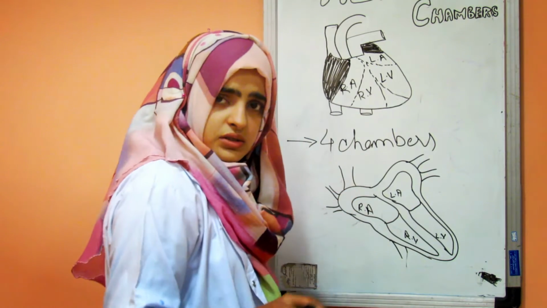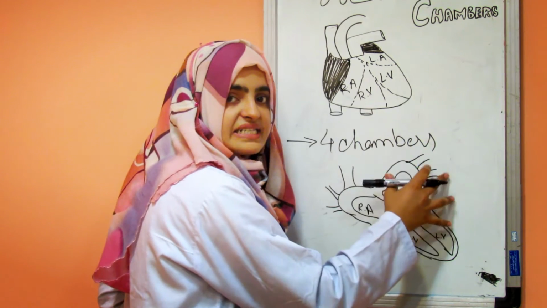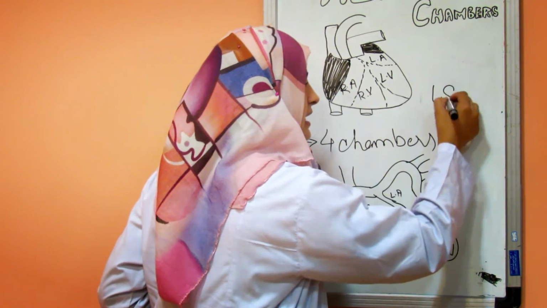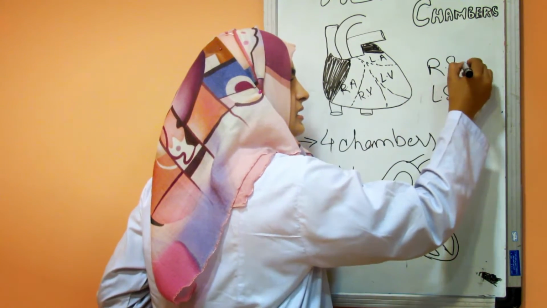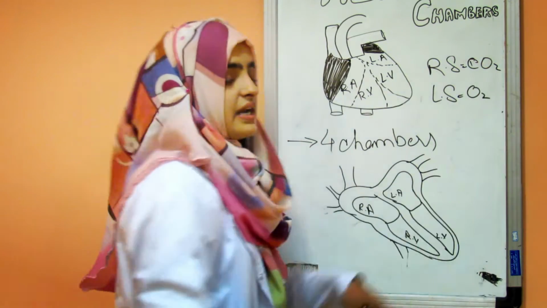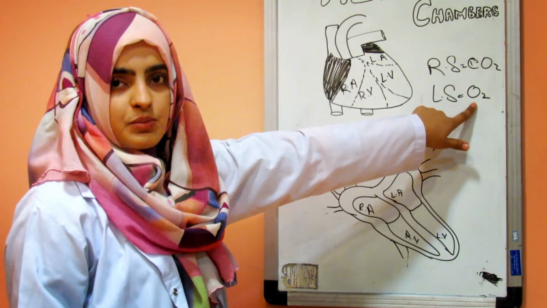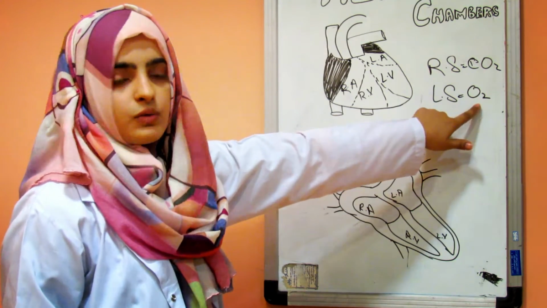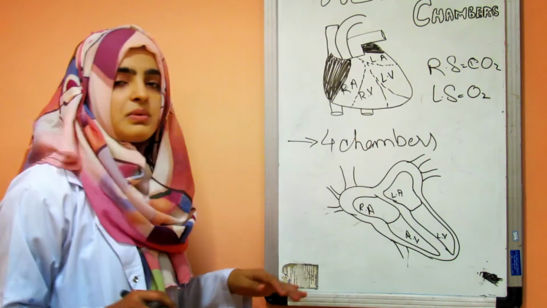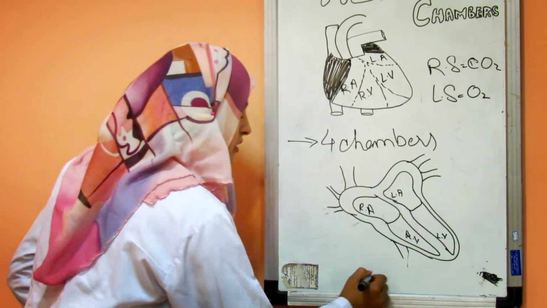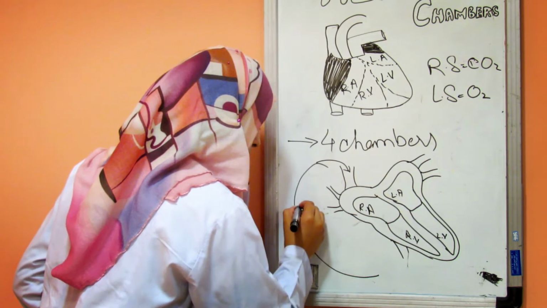Which chamber receives the oxygenated blood? First of all, we will discuss the oxygenated blood. The left side of the heart receives the oxygenated blood. The right side receives the deoxygenated blood, which carries more carbon dioxide than oxygen, while the oxygenated blood carries more O2 than CO2. From the whole body, the deoxygenated blood comes into the right atria through different veins.